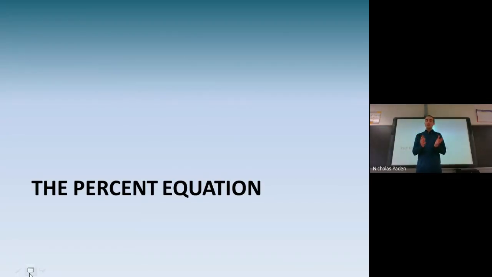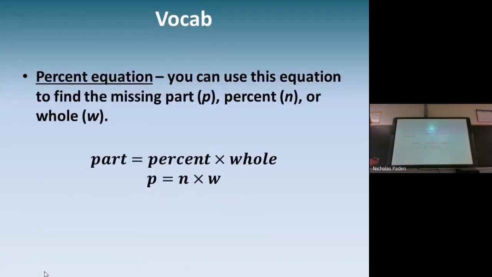We're going to be looking at the same types of questions today. We're just going to use a different method. This method is using an equation to find them instead of a proportion. And so the percent equation looks a little different. It's going to be a one-step equation that we're going to use. We can use this equation to find the missing part, which is labeled as P for this example. Percent is N and whole is W, but we're always going to use X whenever we write our equations, just so you know what goes where.